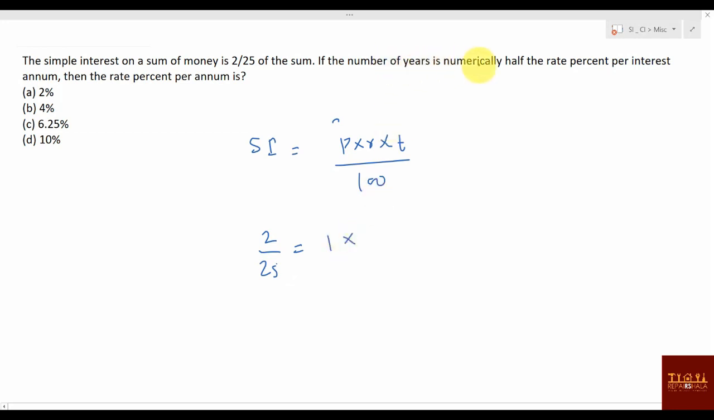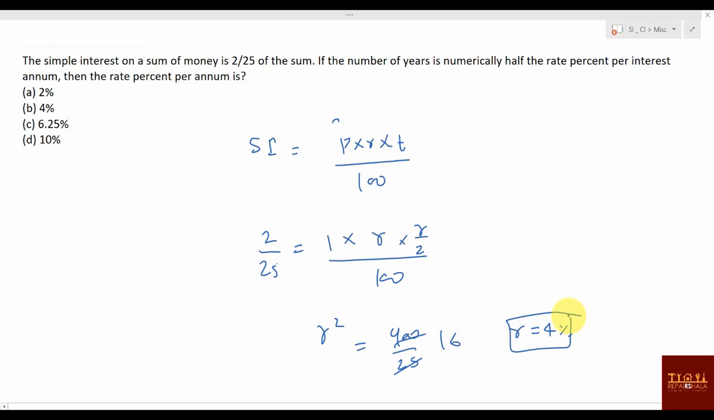Okay. The number of years is numerically half the rate of percentage. Means this is r by 2 and this is r divided by 100. Or you can say r square by 2 value is 200, 400 by 25. So you can say this value will be 400 by 25. Or you can say this is 16 times. So r value is what? 4%.